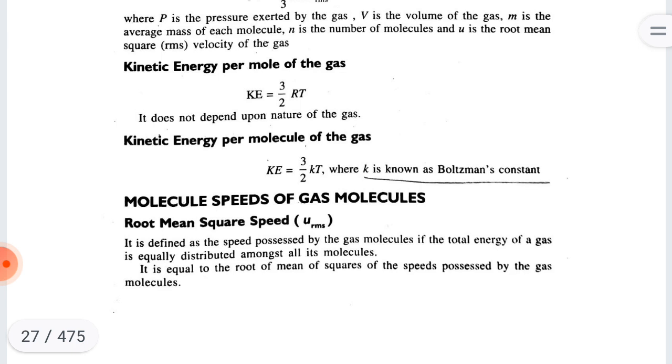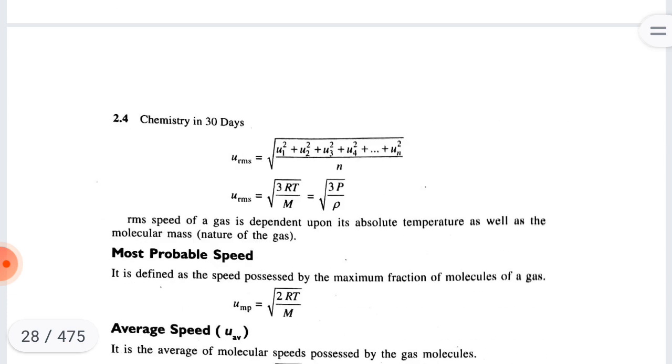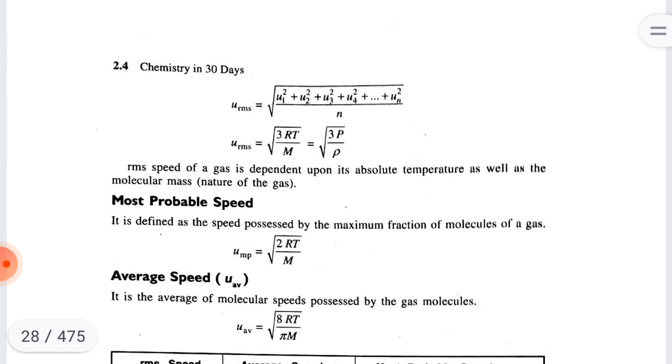Root mean square speed, U_RMS, is defined as the speed possessed by the gas molecule if the total energy of a gas is equally distributed amongst all its molecules. It is equal to the root of the mean of the square of the speeds possessed by the gas molecules. U_RMS is equal to the square root of (u1 square plus u2 square plus u3 square plus u4 square plus ... plus un square) upon n. U_RMS is equal to square root of 3RT upon M, which is equal to square root of 3P upon rho.